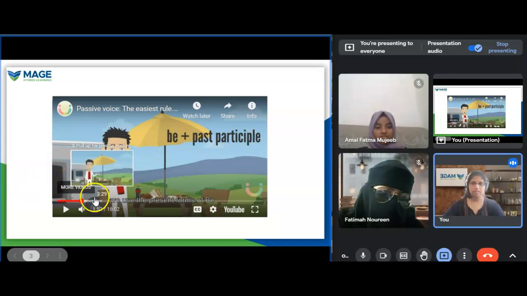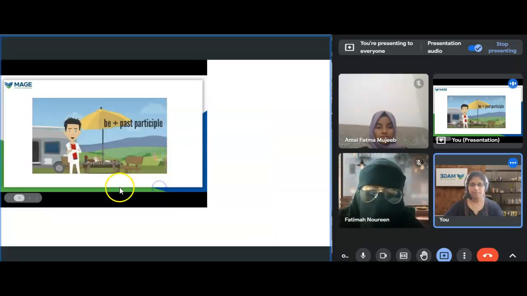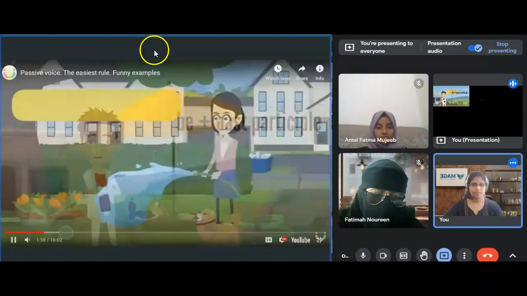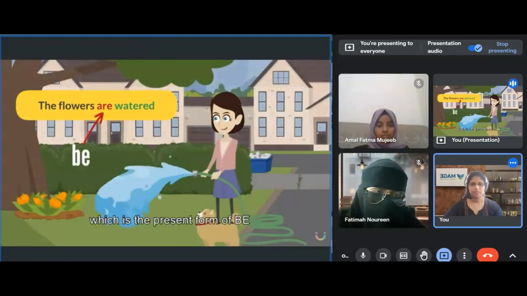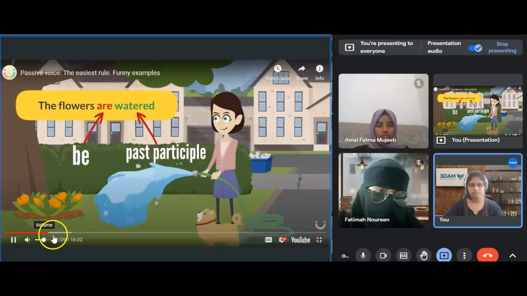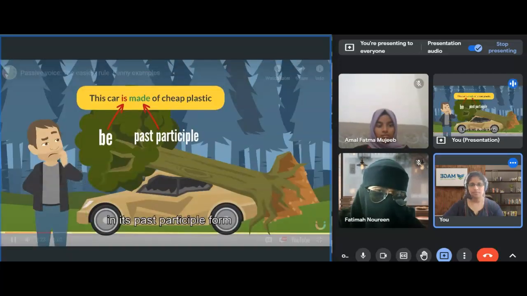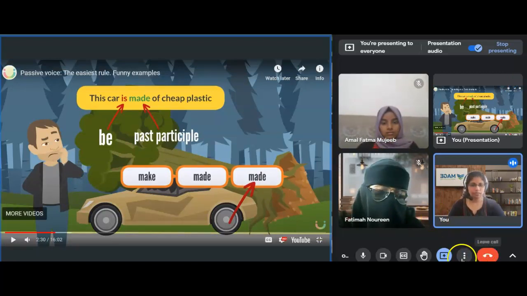Sorry, past participle. And actually, we don't want to learn all the technical elements. That's why I didn't explain it in detail. Just understand that a verb mainly has three forms. And a past participle. For example, the flowers are watered. Are is the present form of be, and watered is the past participle of the verb water. We have to discuss how to change simple present to passive form, right?